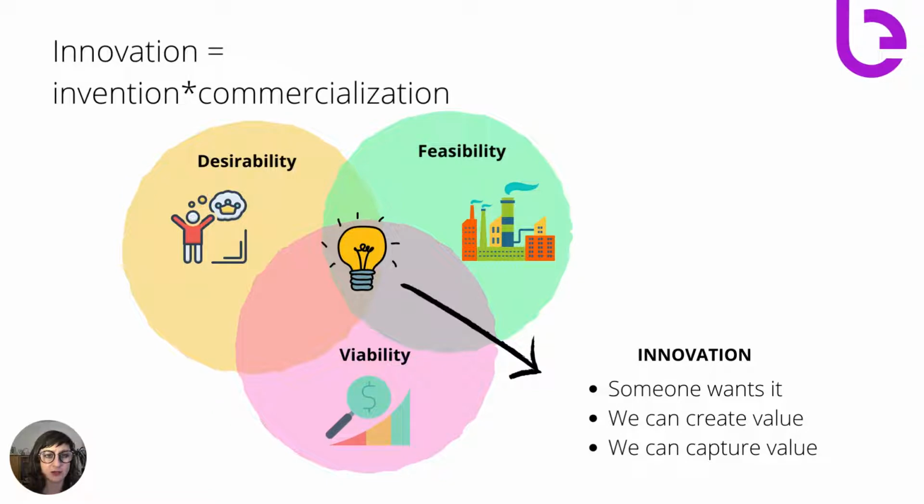And according to IDEO, which is the most popular innovation consultancy in the world, we have these three lenses of innovation. And they say that in order to find this sweet spot of innovation, three main aspects have to meet. First one is desirability. Second, feasibility. Third, viability. What does it mean? Desirability, someone wants it. Feasibility, we can create this value. Viability, we are able to capture this value.